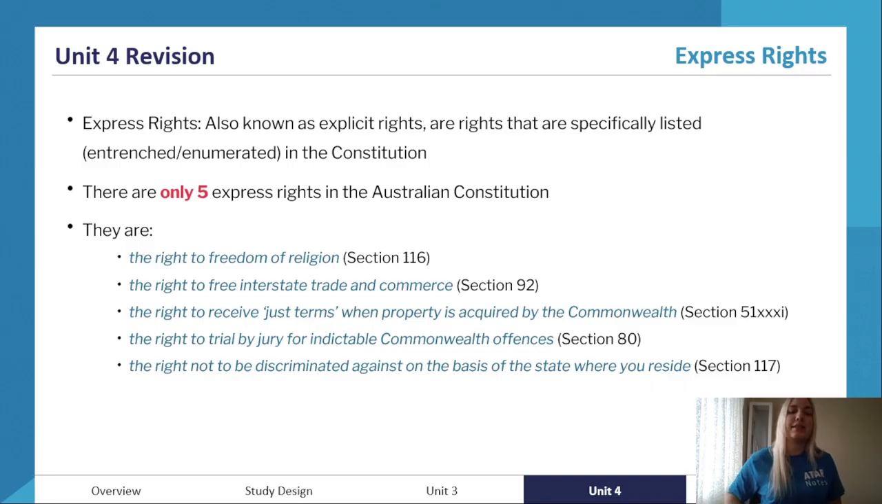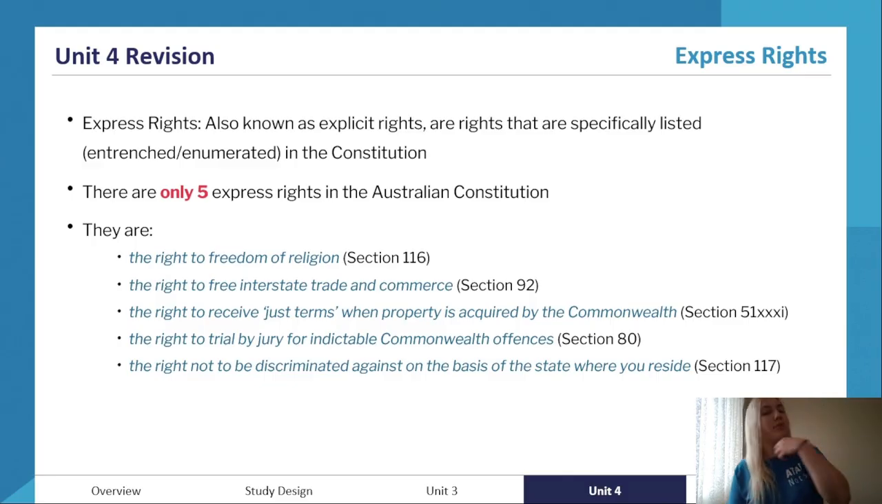Now, express rights are explicit rights, rights that are specifically listed or entrenched within the Constitution. These are essentially our human rights protections, and we have only 5 of them. And you need to be able to give examples of them as well. And you should know their sections. You should have all 5 memorized because you could get a stimulus-based question about one specific express right. There is a possibility of that.